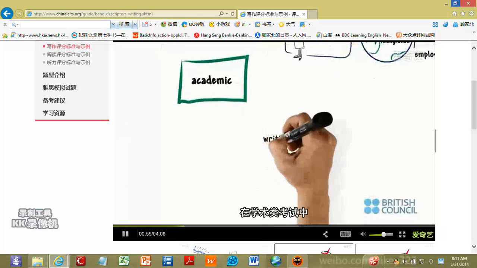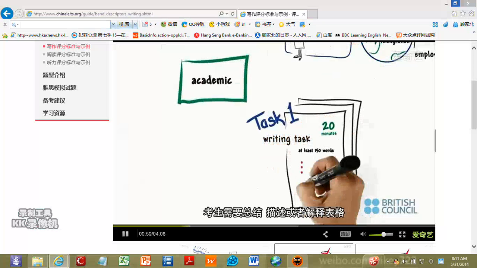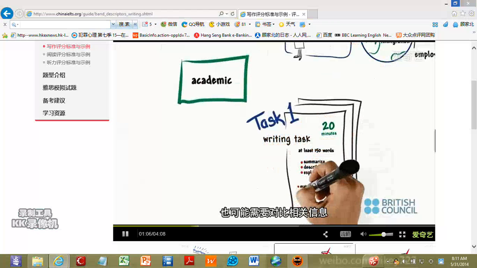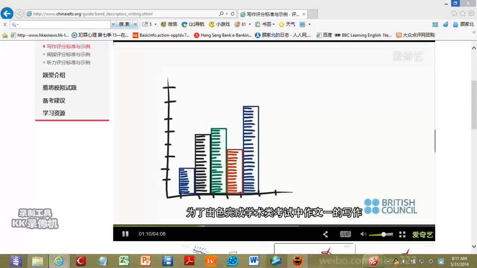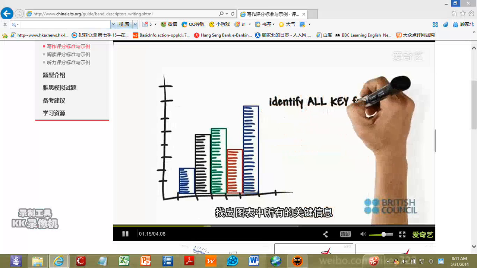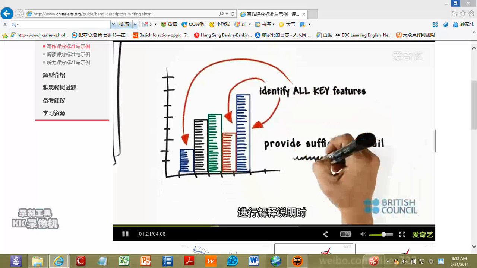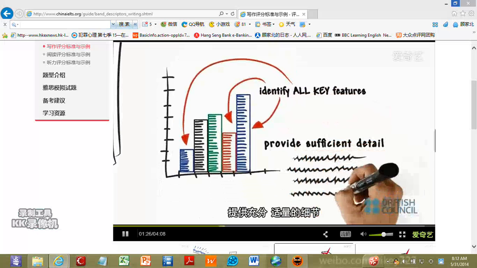In the academic module, there is a writing task of at least 150 words where you should summarize, describe, or explain a table, graph, or diagram. You might be expected to make comparisons too. Successfully negotiating this academic Task 1 means you will need to identify all the key features in the diagram. You might lose marks if important details are left out. Provide sufficient detail for a meaningful explanation. Not too much detail, not too little.